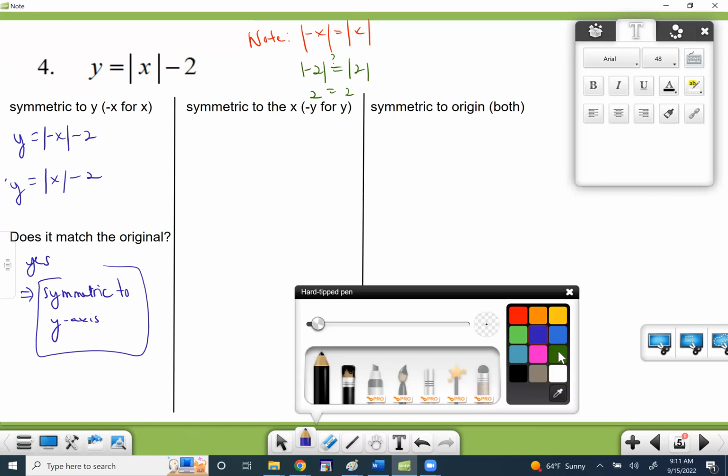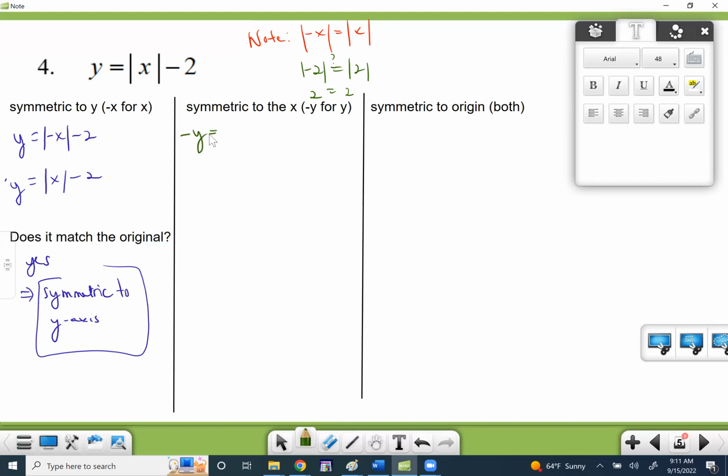So let's go ahead and substitute in a negative y for the y. And I think we can tell that this is not going to match the original. So does it match the original? No. So we have not symmetric to x-axis.